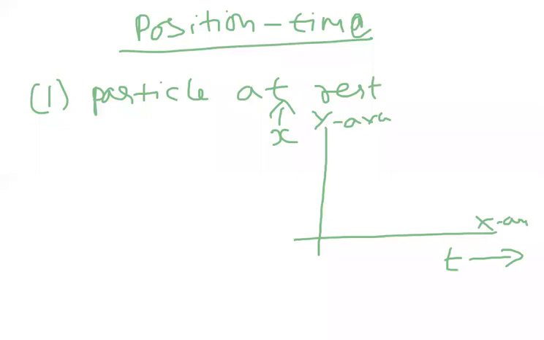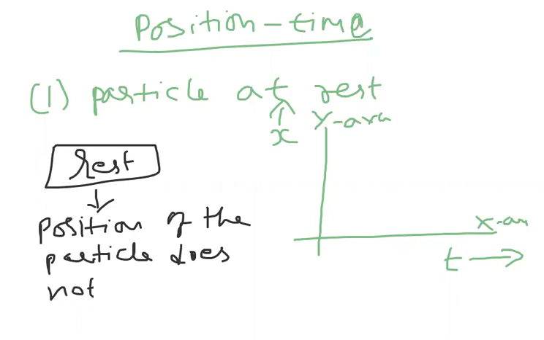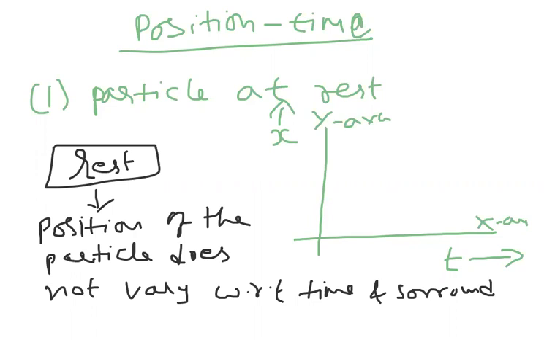What do we mean by rest, beta? Rest means the position does not change. The position of the particle does not vary with respect to time and surroundings. When the position is not changing with respect to time and surroundings, we say the particle is at rest.